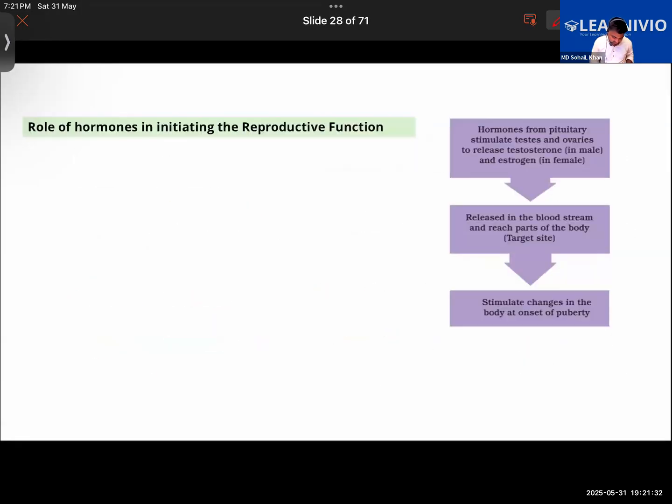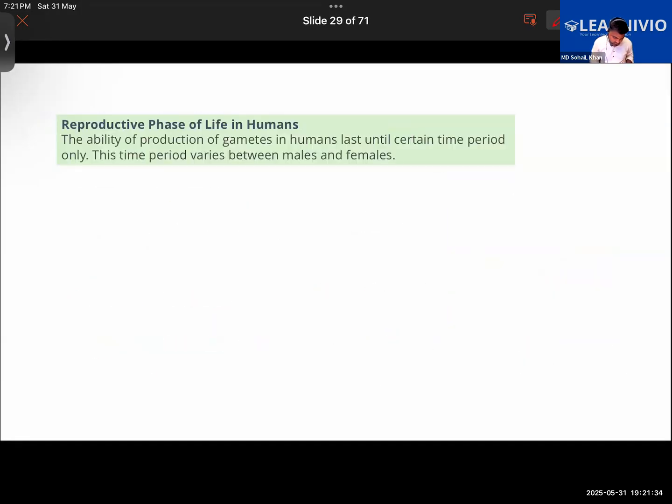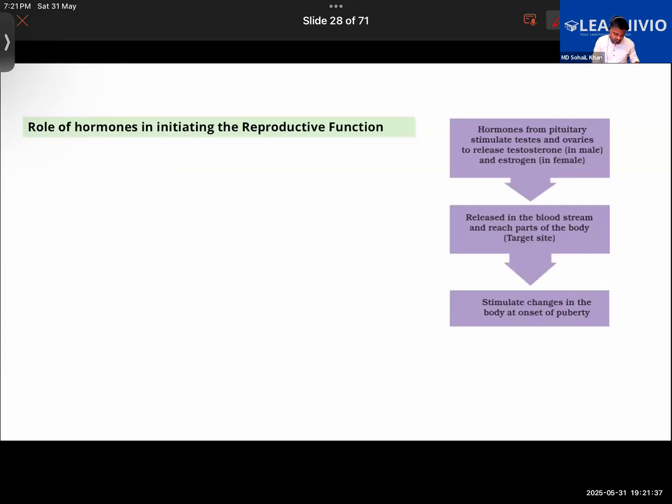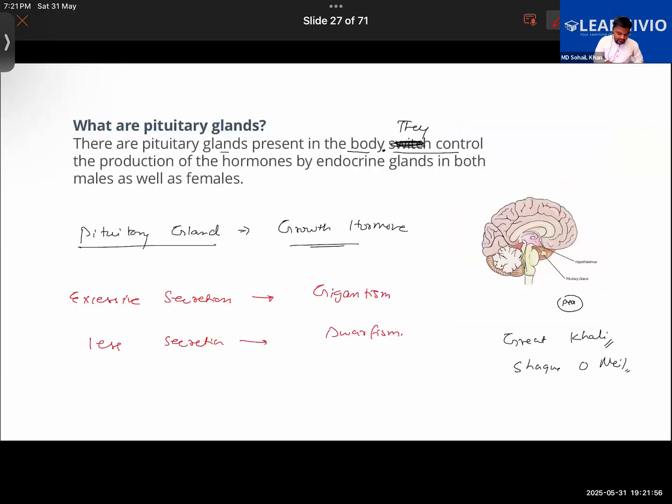So we have learned about the pituitary gland. One more important thing about it is that it helps in initiating the reproductive function, like the development of the reproductive organs, namely the testis and the ovary. Different types of hormones are secreted by the pituitary gland. It's not only the growth hormone, other hormones are also secreted.